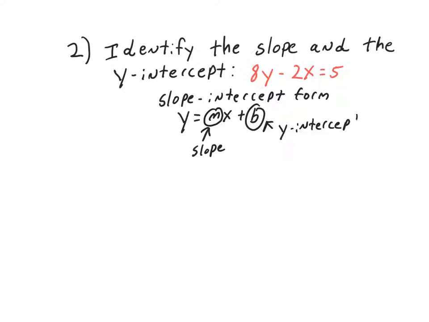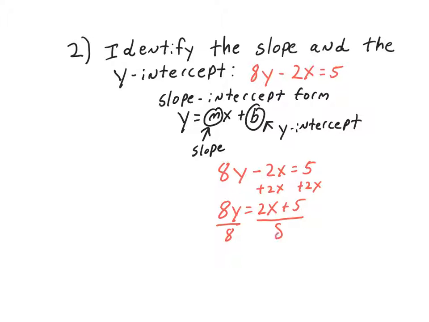So what it's going to require us to do is isolate the y variable. So we're going to first add 2x to both sides, and then we're going to end up dividing by 8. So we're going to add 2x, and we'll get 8y equals 2x plus 5. And then we're going to divide by 8. And we have to divide the whole right side by 8. So what we end up with is y equals 2x over 8 plus 5 over 8.